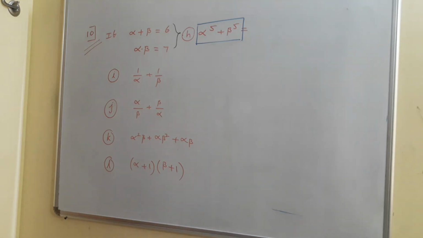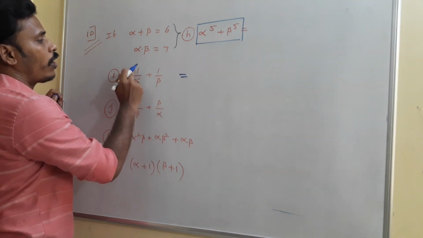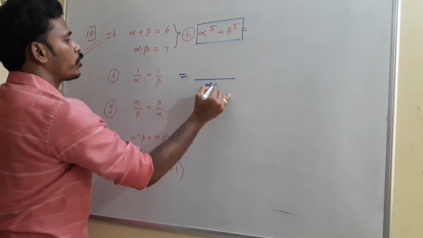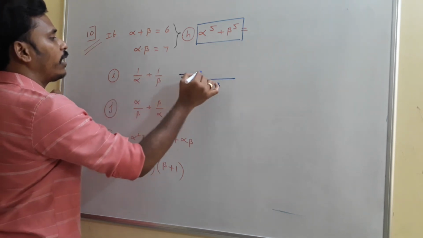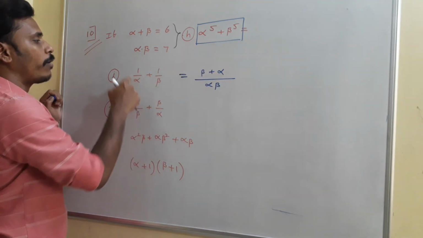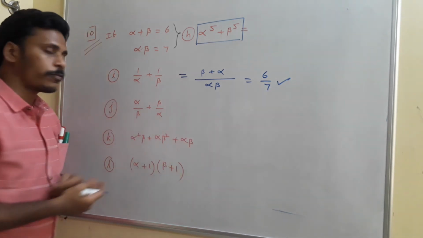Very easy, okay. For 1 by alpha plus 1 by beta, see, you just do LCM. See, 1 by alpha, 1 by beta. See, the LCM of these two numbers is alpha beta. I will write it like beta plus alpha. So beta plus alpha by alpha beta is the same thing. So your answer is 6 by 7. There is the first problem.